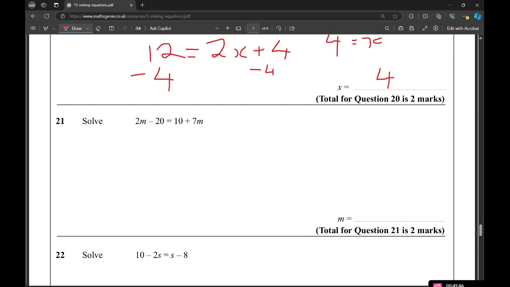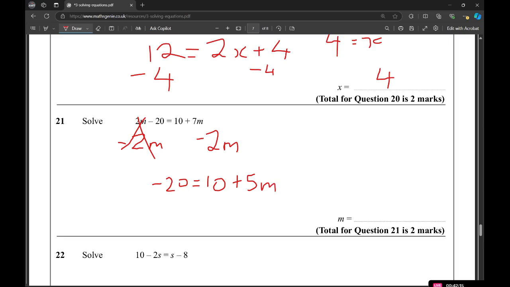So, solve 2m minus 20 equals 10 plus 7m. Step one, I'm going to subtract 2m on both sides because my job is to try and get all my m's onto one side. So, 2m minus 20, that goes to 0. So I'm left with just minus 20 is equal to 10 plus 5m.